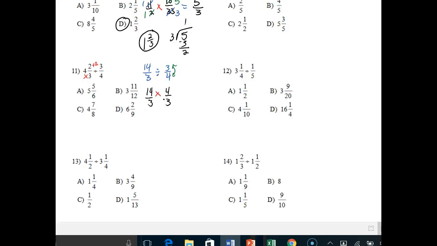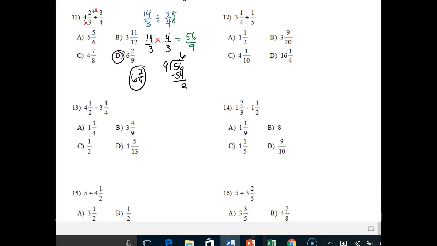Look to cross cancel. So I can't cross cancel 3 and 14. I can't cross cancel 3 and 4, so I just have to multiply straight across. So 14 times 4, again, don't freak out. You have a multiplication chart, equals 56. 3 times 3 equals 9. So how many times does 9 go into 56? 9 goes into 56 6 times, because that's 54 with 2 left over. So that's how you get 6 and 2/9. Circle here.